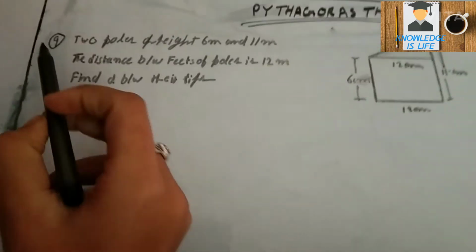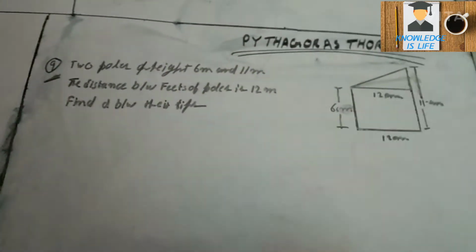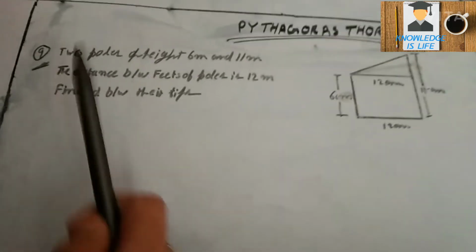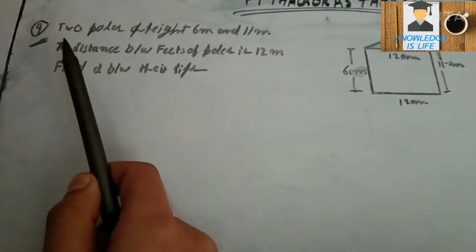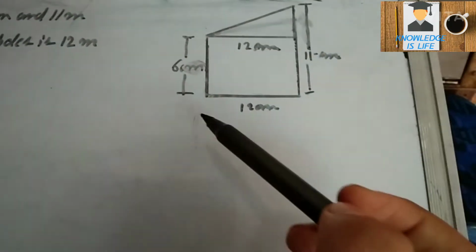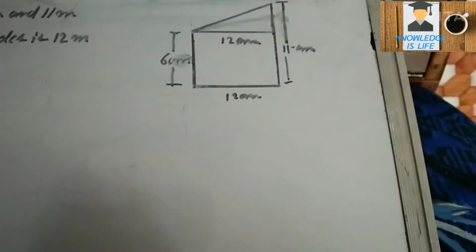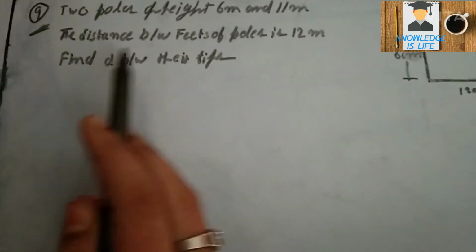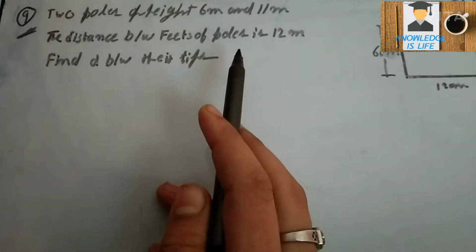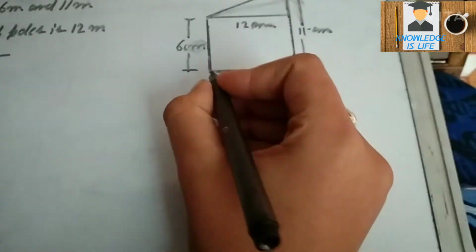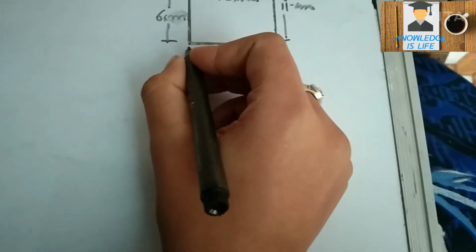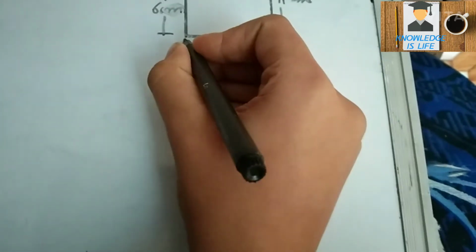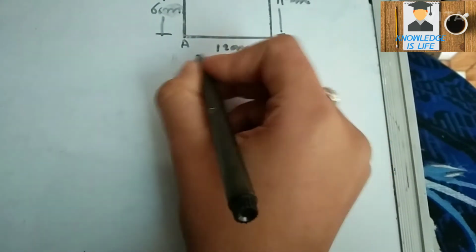So friends, today we are going to do question number 9. What they said, guys, is that there are two poles of height 6 meters and 11 meters. This is a pole of height 11 meters and this is a pole of height 6 meters. The distance between the feet of the poles is 12 meters. So these are the feet of the poles, and their distance from point A to B is 12 centimeters.